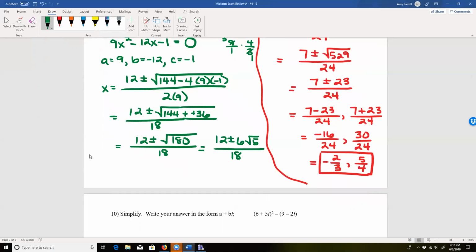And then the best answer would be reducing this. Looking at all the numbers, not counting the 5 because it's under the square root. So looking at 12, 6, and 18, the greatest common factor of 12, 6, and 18 is 6. So I'm going to divide 12 by 6, I'm going to divide 6 by 6, and I'm going to divide 18 by 6. So best answer here would be 2 plus or minus square root 5 all over 3.